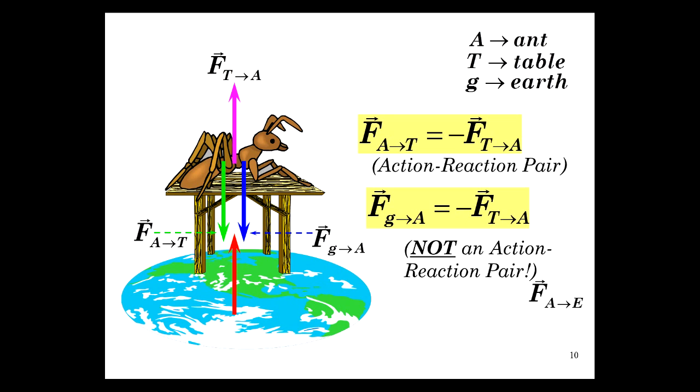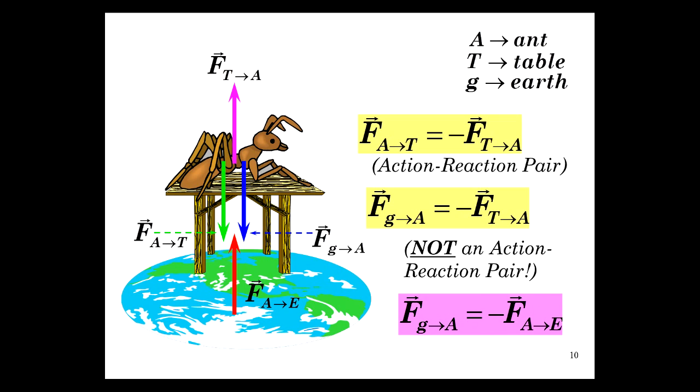It's three different objects. The reaction pair counterpart would be the force of the ant on the Earth. The ant's G field tugging on the Earth would be the action-reaction counterpart to the gravity of Earth on the ant. So Fg on ant equals minus F ant on Earth. Right. G, of course, this may not look like it, but the G, of course, is from the Earth. I should say F Earth on ant is minus F ant on Earth. There you go.